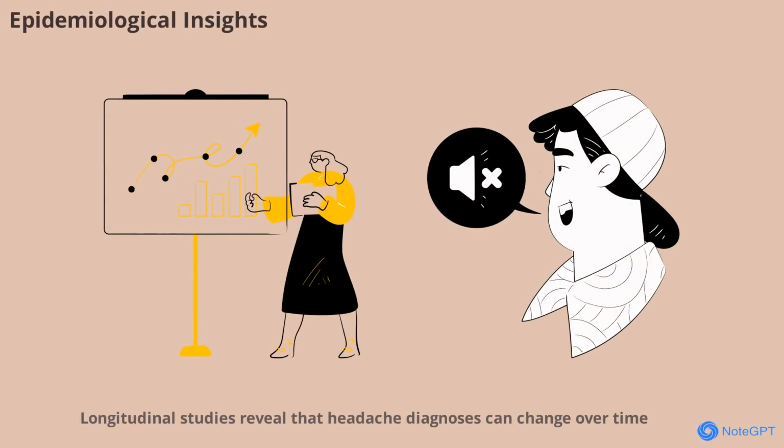Longitudinal studies reveal that headache diagnoses can change over time, especially in children and adolescents. Up to 71% of individuals may experience a shift in headache classification over several years, with some initially diagnosed with TTH later developing migraine, and vice versa.